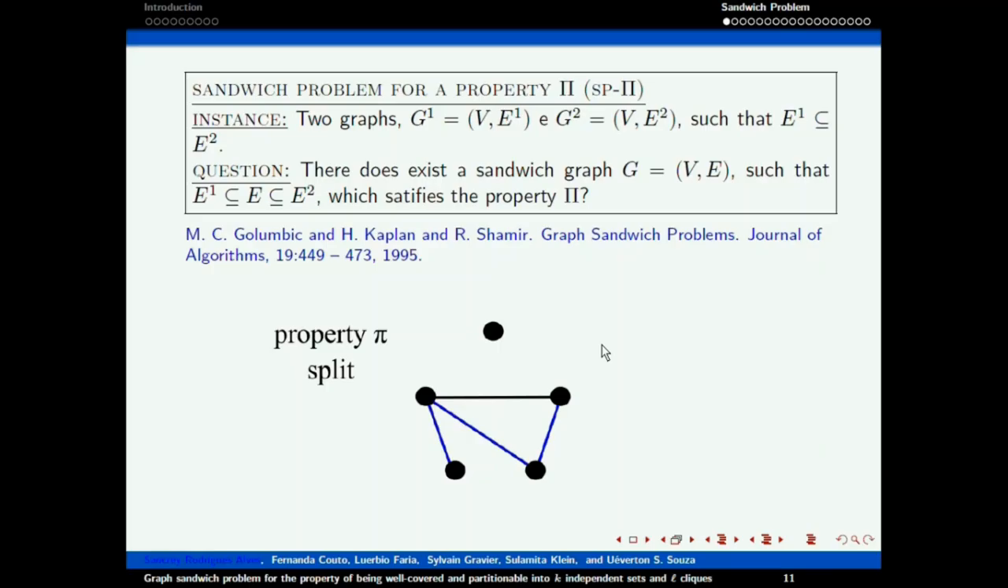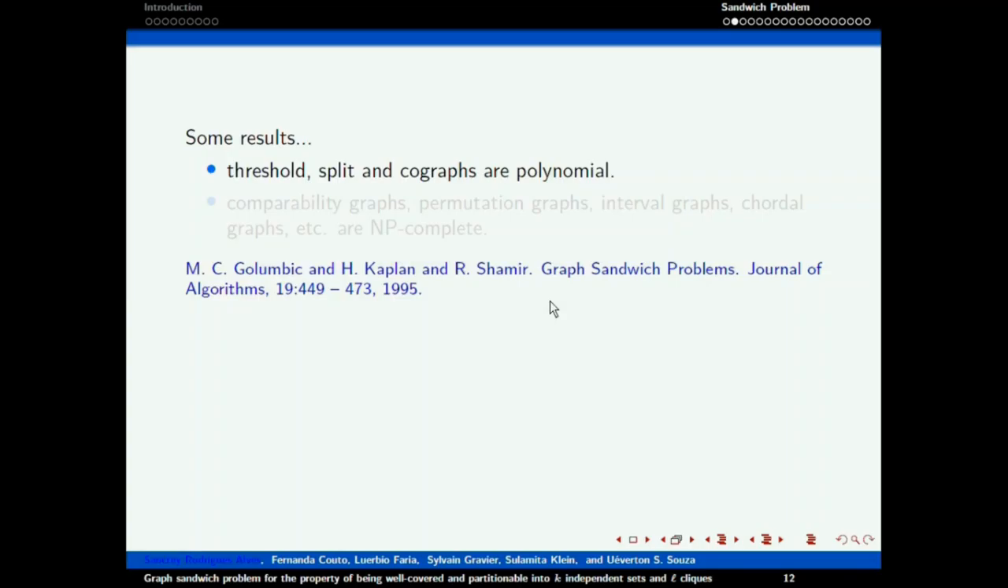Here are some results in the literature. Threshold, split and cographs are polynomial. Comparability, permutation, interval, and chordal graphs are NP-complete.